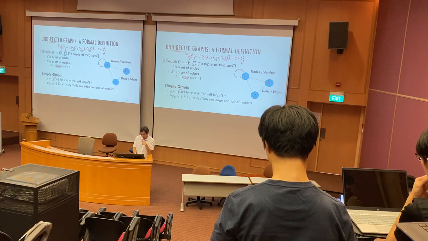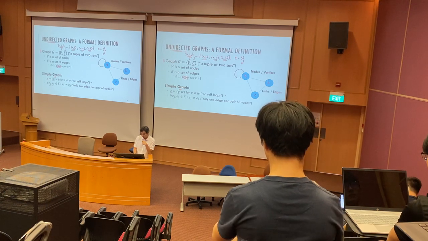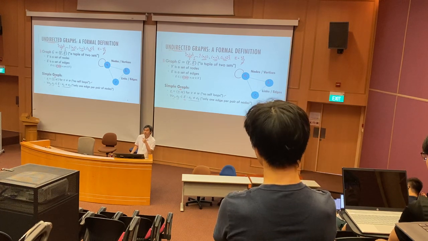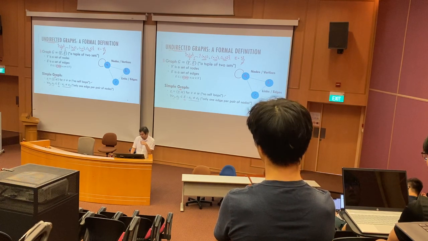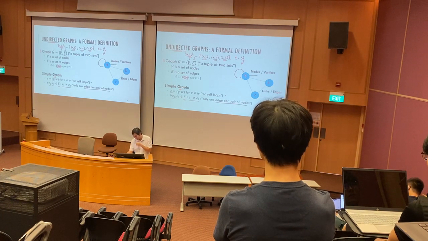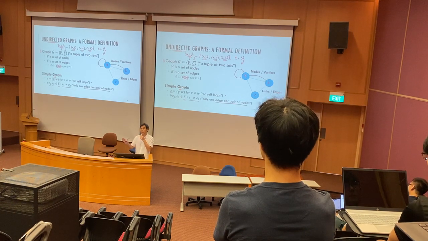The other restriction is that for every two edges in the set, they cannot be the same. What this means is that there's only one edge per pair of nodes. You cannot have something like this. Not allowed in simple graphs.